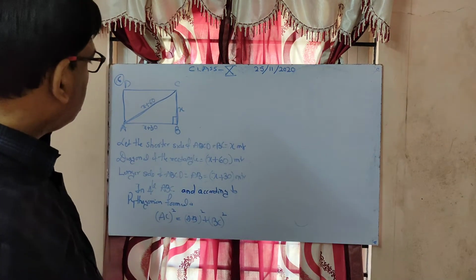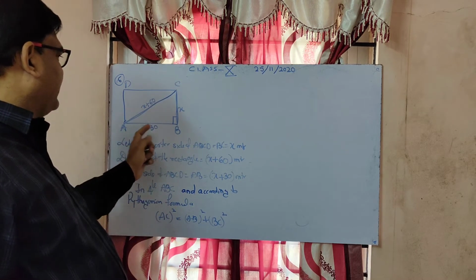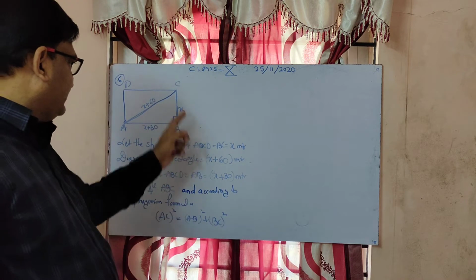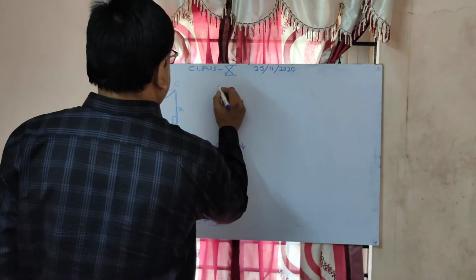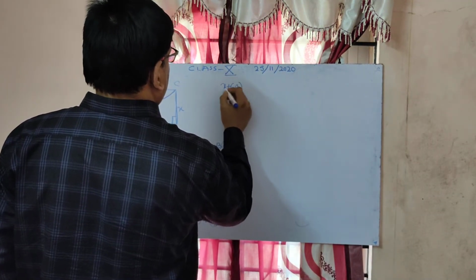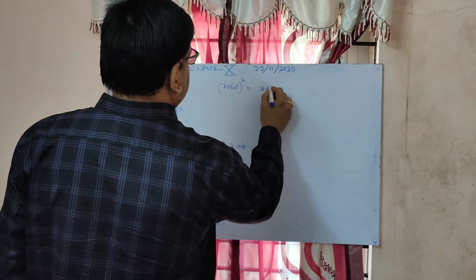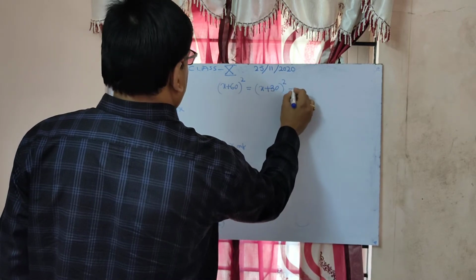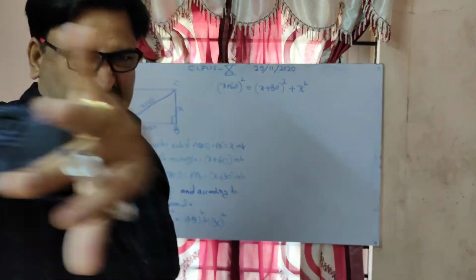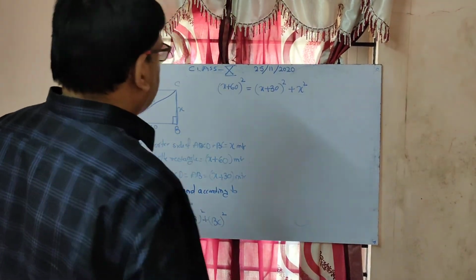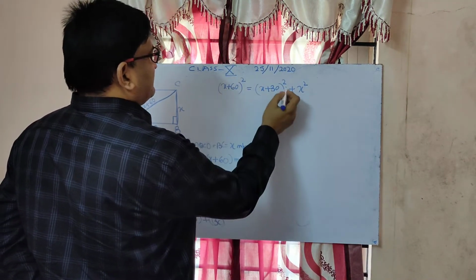Now, we all know AC is what? It is already given here, X plus 60. AB is given, that is X plus 30. And BC is given, that is X. Just fill in the values. AC is X plus 60 whole square, equal to X plus 30 whole square plus X square.